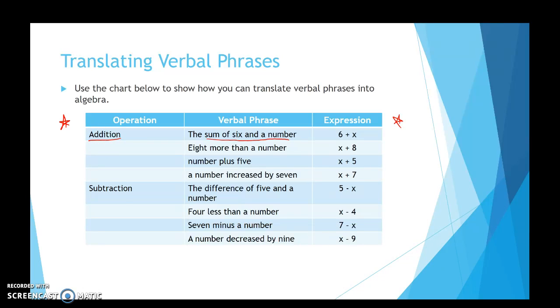The next kind of verbal phrase is dealing with subtraction. Things you'll see with subtraction include the difference of 5 and a number. The difference of 5 and a number. Notice order as you are working with subtraction. So this would be 5 minus x. 4 less than a number. So we are subtracting 4 from the number because it's 4 less than x, 4 less than your number. 7 minus a number would be 7 minus x. A number decreased by 9 would be x minus 9.